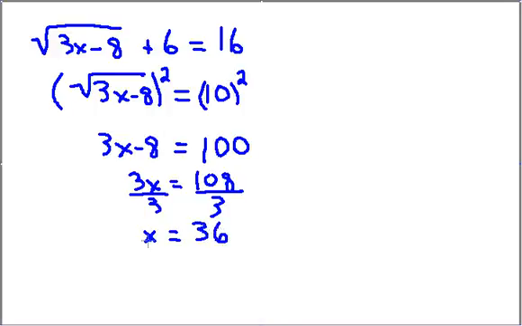We need to double check our answer by putting it back into the original equation. So we're going to put a 36 back in here. 3 times 36 is 108. 108 minus 8 is 100. What is the square root of 100? It's 10. 10 plus 6 is 16. 16 on the left matches the 16 on the right. So x equaling 36 is the correct solution to this radical equation.